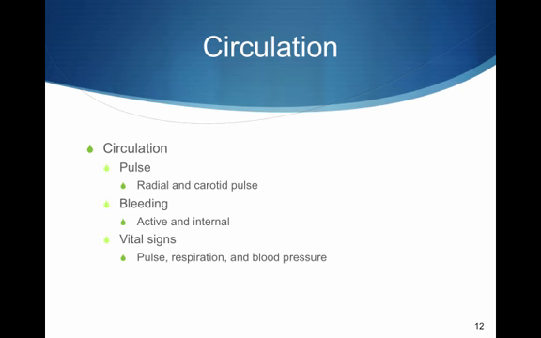So circulation. Whenever we check for a pulse, please take a look at both the radius and the carotid simultaneously. If the person has a radial pulse, there's a good chance they have a good blood pressure. We should always take a set of vital signs. However, they have enough blood pressure to perfuse their radial artery.